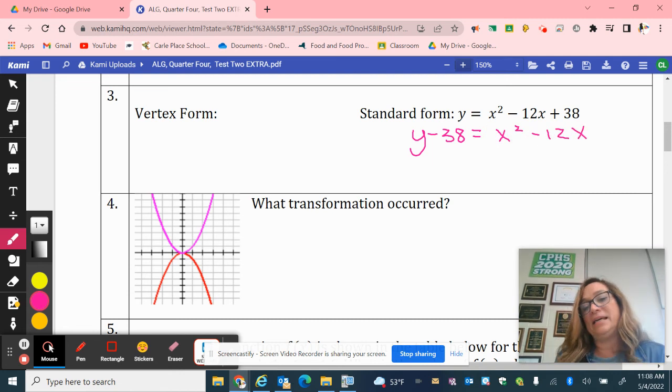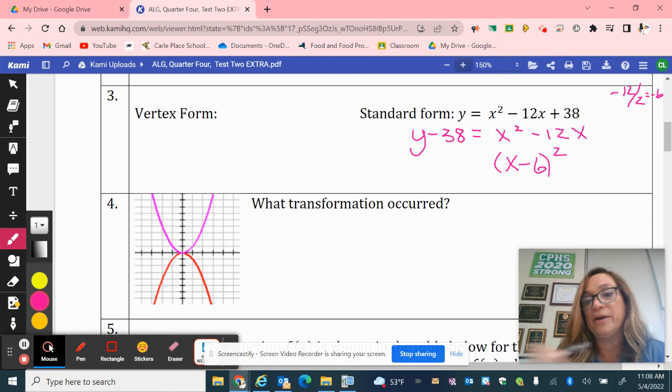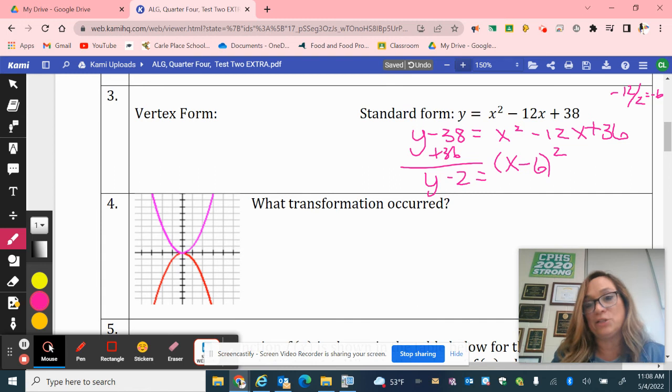And now the idea is that you want a perfect square trinomial. So I'm looking at the -12. Half of -12 is -6. So I know that in here is going to be x minus 6 squared. But I need to do the -6 squared and get the 36 so that I know what to add to both sides. So that gives me y minus 2 equals x squared minus 12x plus 36, which is x minus 6 squared.